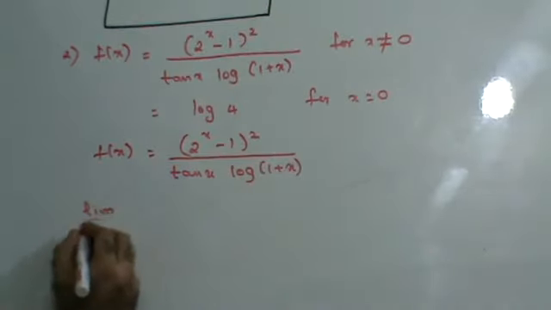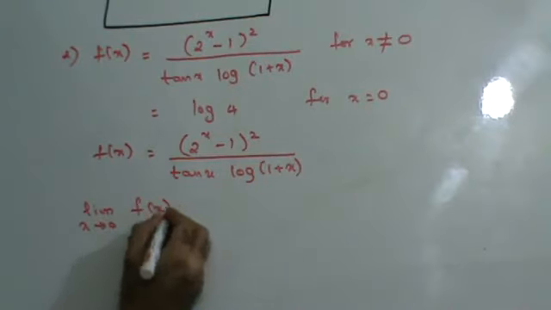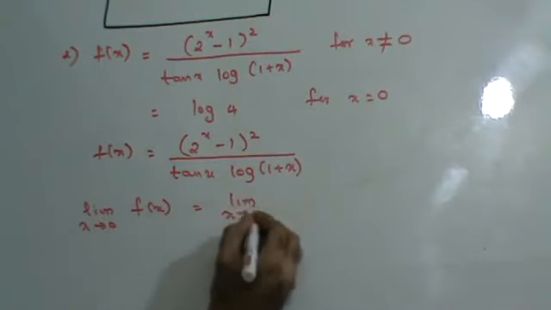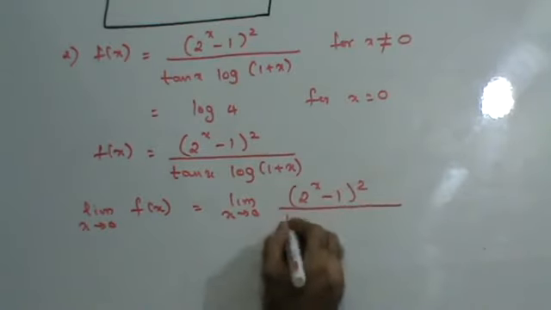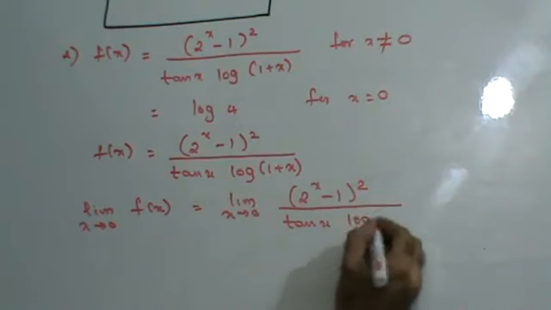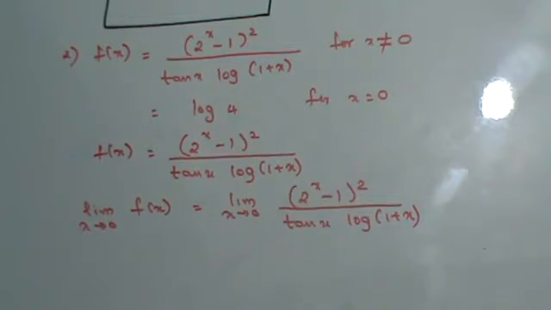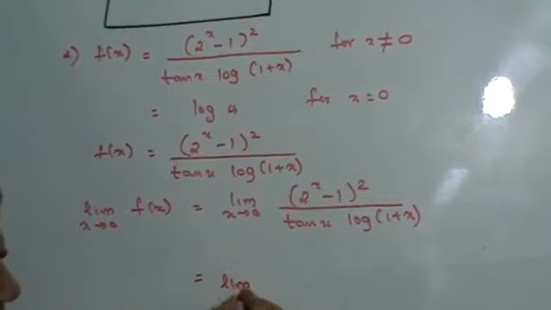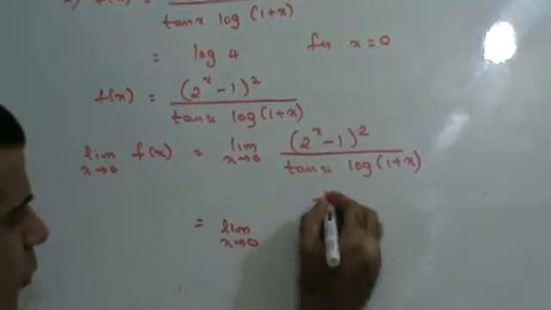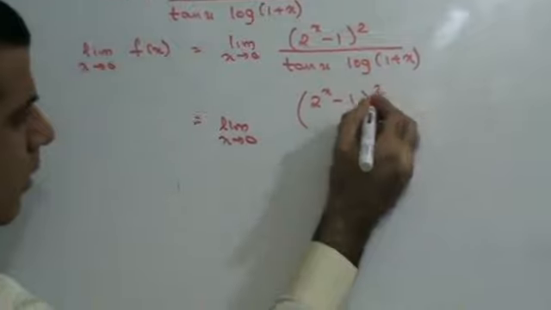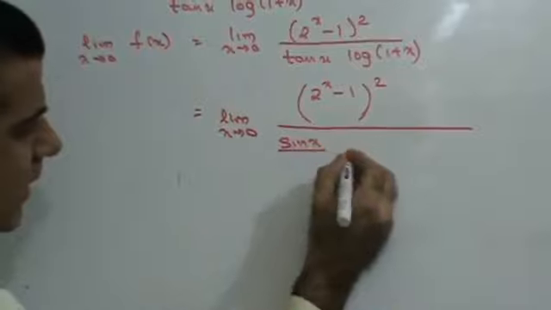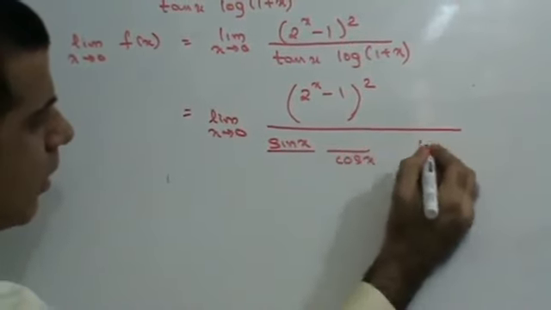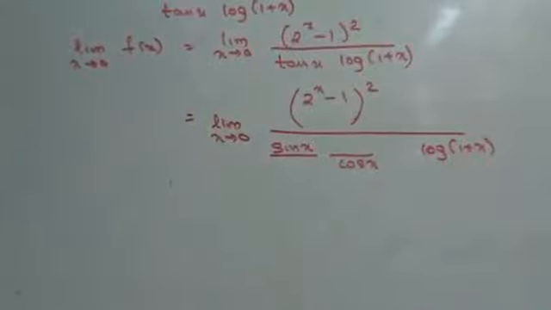Multiply both sides by limit of x tends to 0. Limit of x tends to 0, 2 raised to x minus 1 the whole square upon tan x log 1 plus x. Divide numerator denominator by x square. Observe carefully how I do this. I already have 2 raised to x minus 1 the whole square upon tan x, which can be written as sin x upon cos x, log 1 plus x.